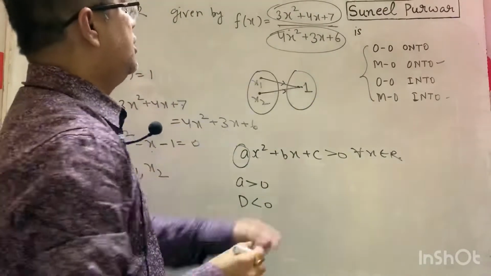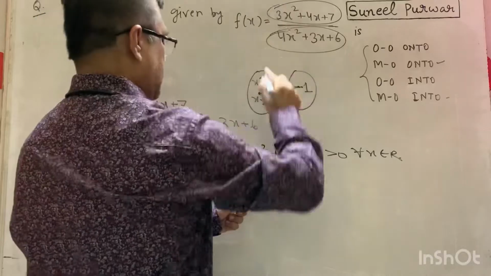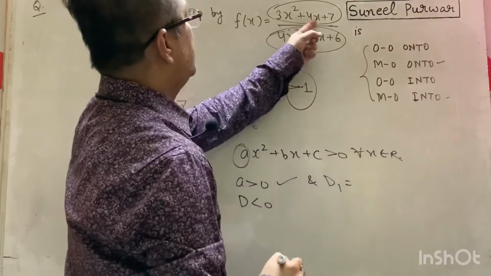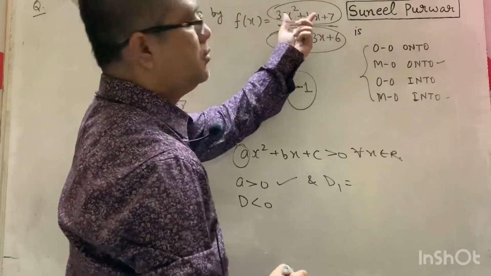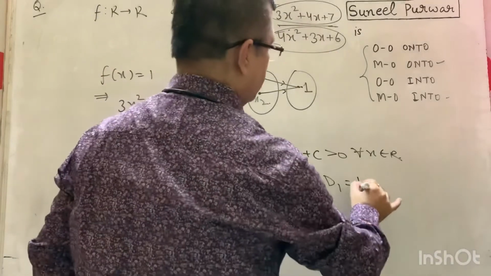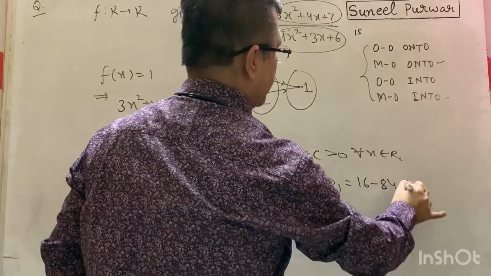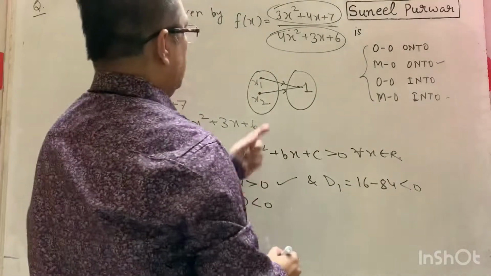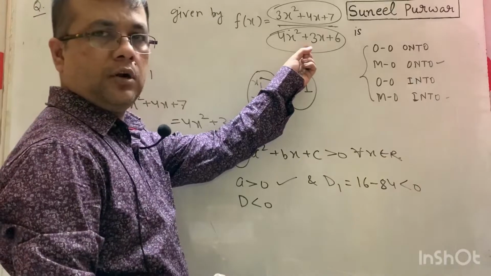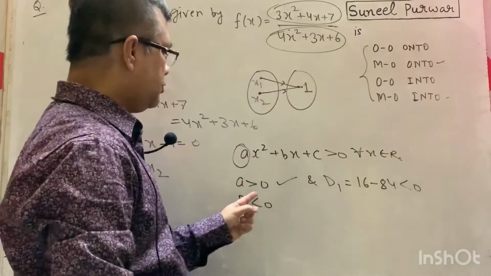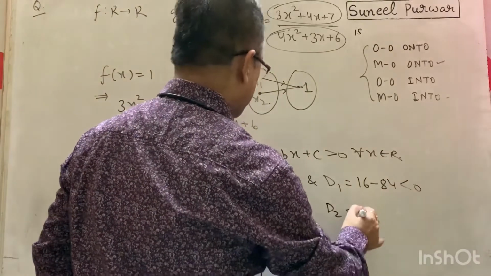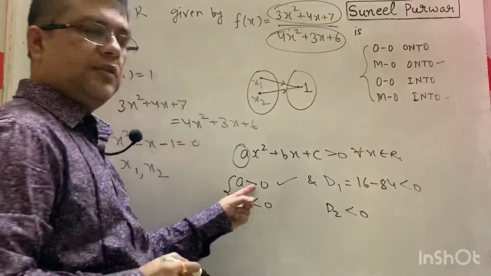If you see numerator, coefficient of x square 3 is positive and for discriminant, how much? 16 minus 84. Am I right? Which is negative. Don't waste time in calculation. For the denominator quadratic also, coefficient of x square is positive and the discriminant once again you can see is negative. So both the quadratics, they are satisfying this condition.